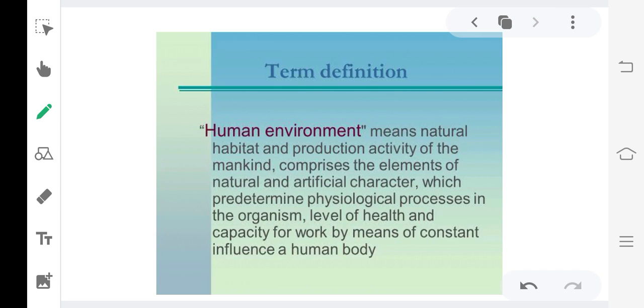Next, human environment. Human environment means the natural habitat and production activity of mankind, comprising elements of natural and artificial character which predetermine the physiological processes in the organism, the level of health, and capacity for work by means of constant influence on the human body. Note this one.